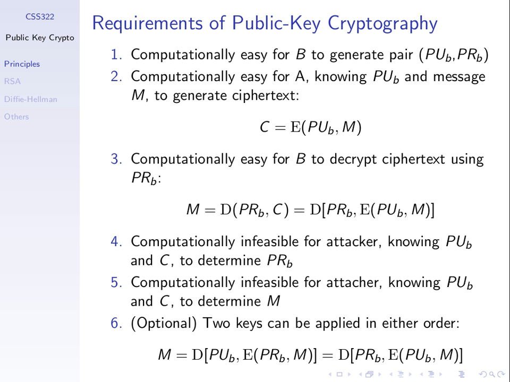So requirements 4 and 5 are for security. Requirements 1, 2 and 3 make the approach practically easy to use. And requirement 6, which is optional, is useful if we want to use the same algorithm for both confidentiality and authentication. We'll see that RSA does that.